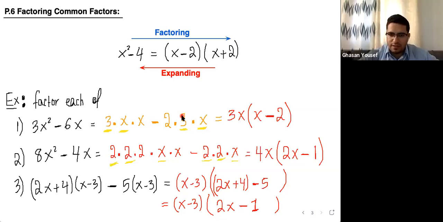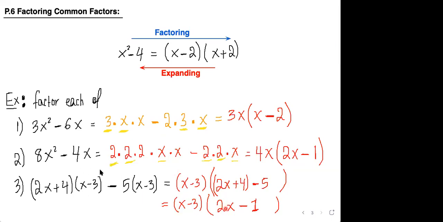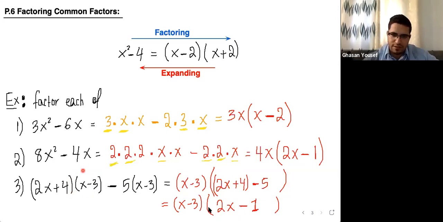No, the question is factor, not expand. Expand means you multiply this by this, and you get the same thing. If you go from this side to the black one, this is called expanding, but from this side to the red one is called factoring. From the black to the red, factoring. From the red to the black, expanding. The question asks about factoring.